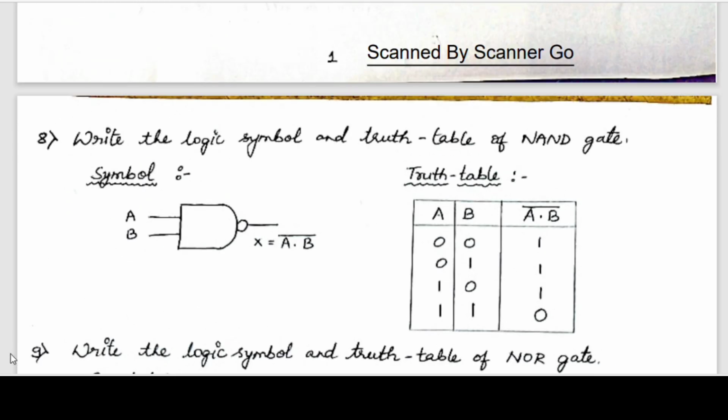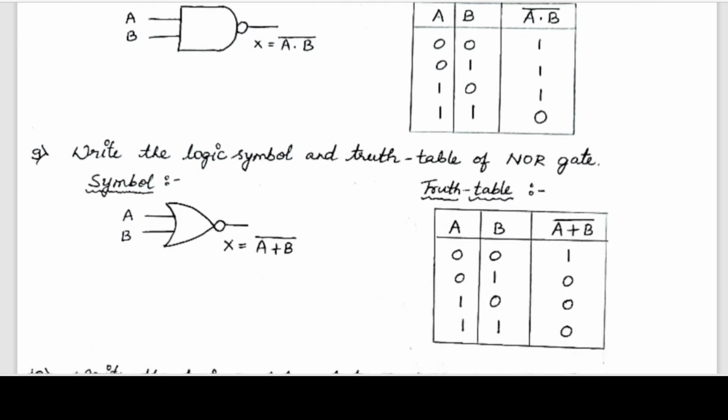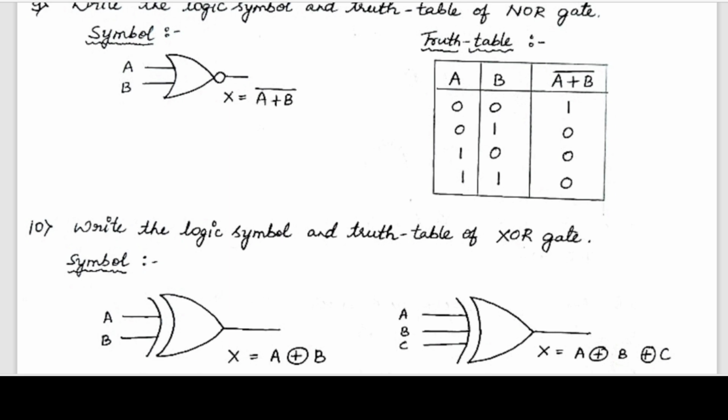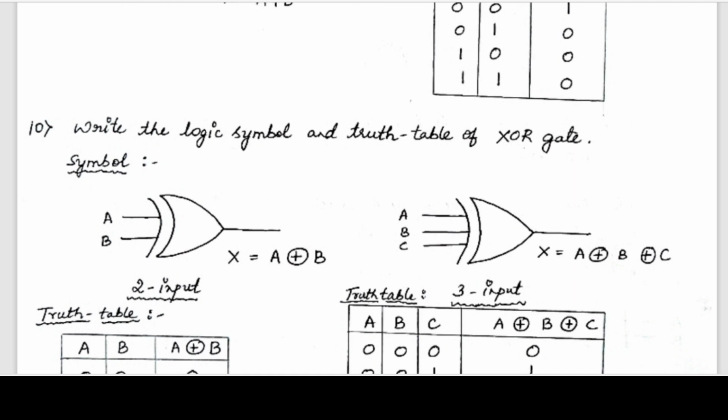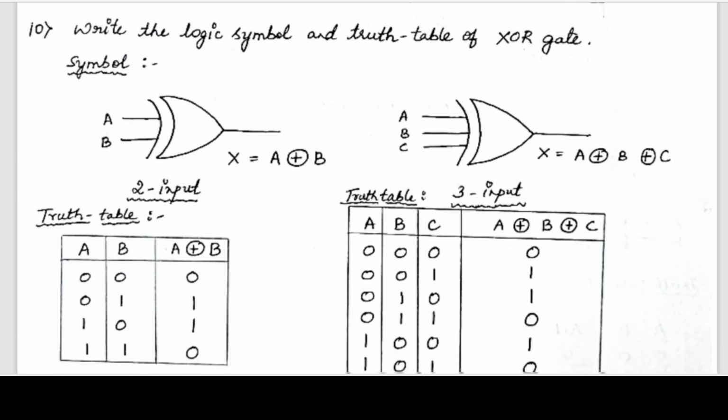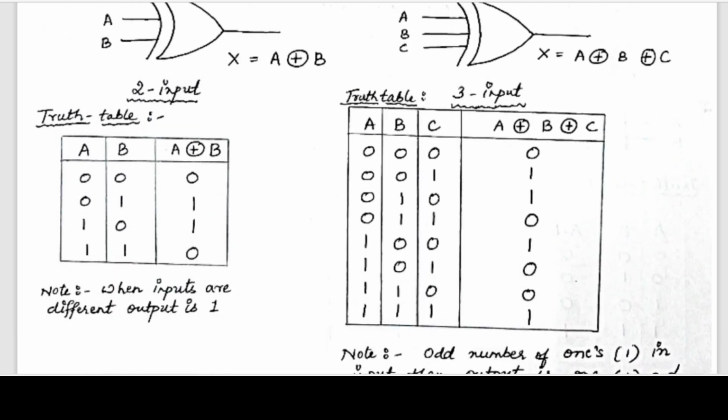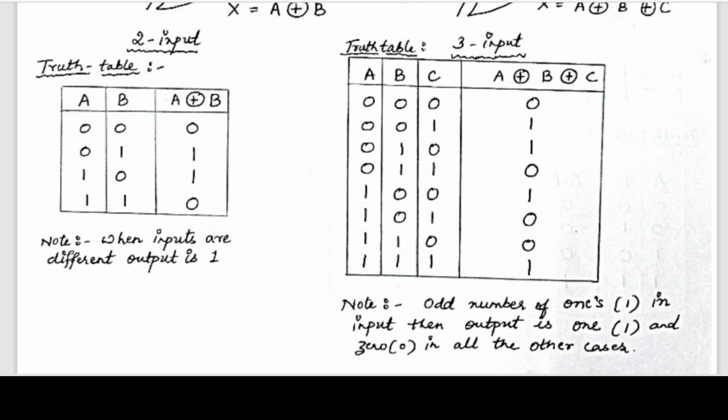Here I have given the NAND gate, that is its truth table and logic symbol. Then you have the NOR gate, its logic symbol and truth table. Then you also have the exclusive OR gate. For XOR there is no bubble, only one arch will come. These truth tables you need to learn, and all the points to remember I have also written here.